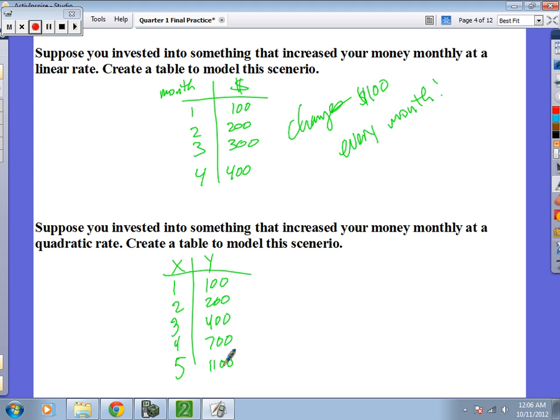So there's totally a pattern going on. I'm adding 100 bucks, but now on this time I'm adding 200 bucks. From here to here I add 300 bucks. From here to here I add 400 bucks. So I'm adding more and more each time. But if I look at the second change, that's going up by 100 every time. So there's your quadratic.